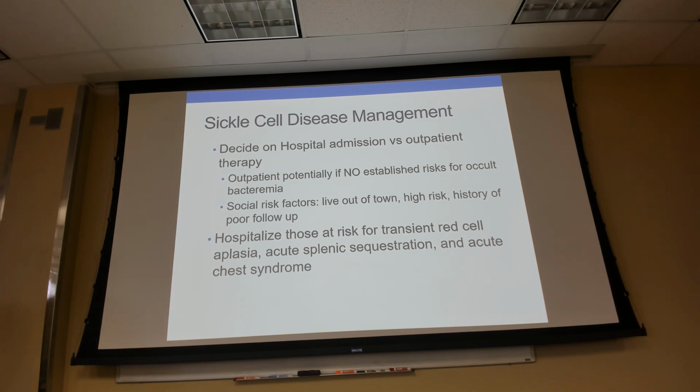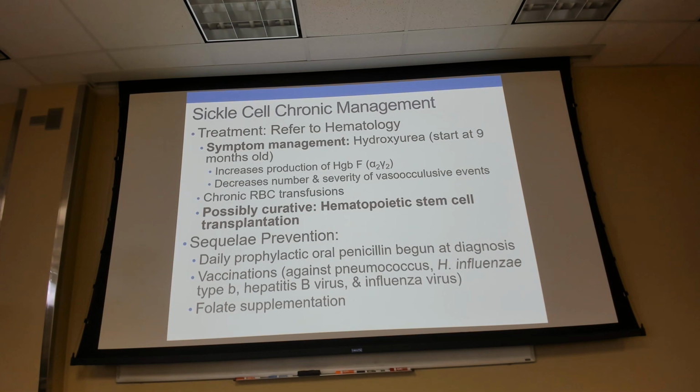Okay, so most of the time you're going to be admitted for this, so I would say that in no case are you going to do outpatient because you are so worried about what this is going to be, unless you have fantastic follow-up. They live on post and you see them every week and you know that they're going to be there. The rest of the time, always hospitalized for acute chest, for an acute splenic sequestration, and then your aplastic crisis. These ones are all going to be managed by hematology.